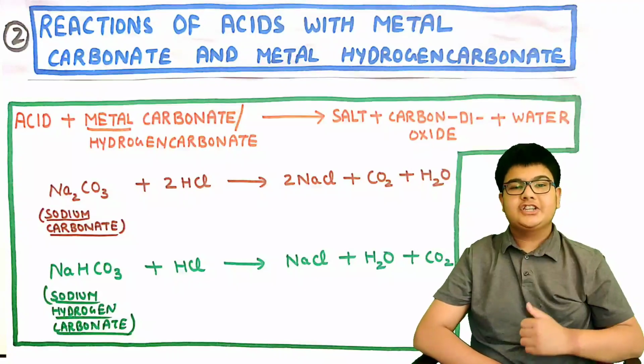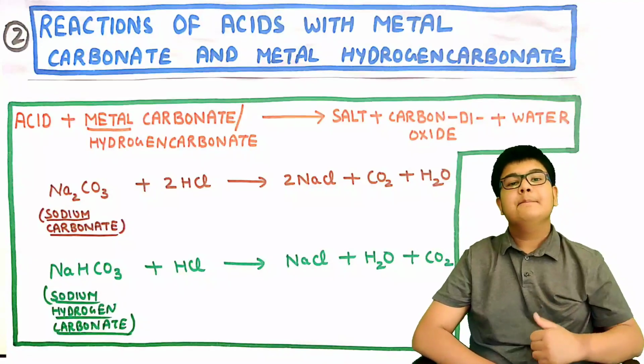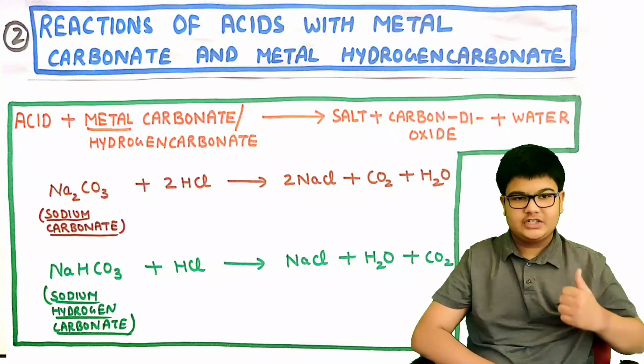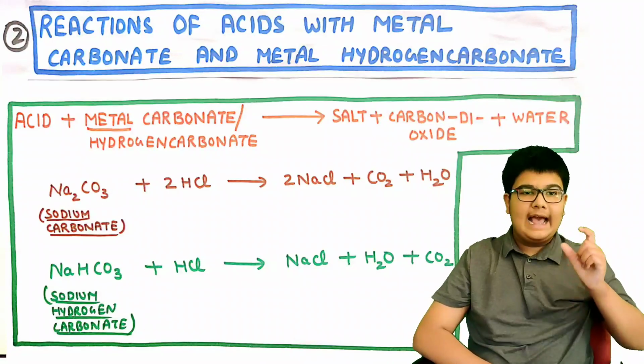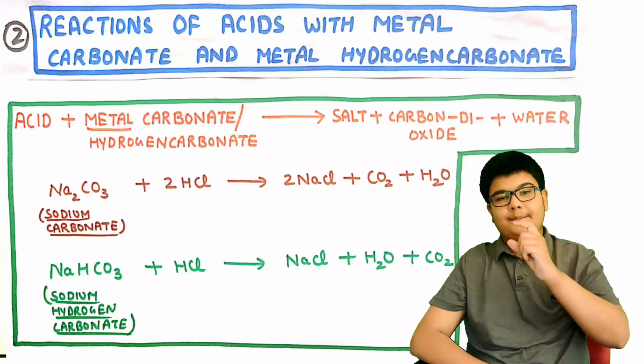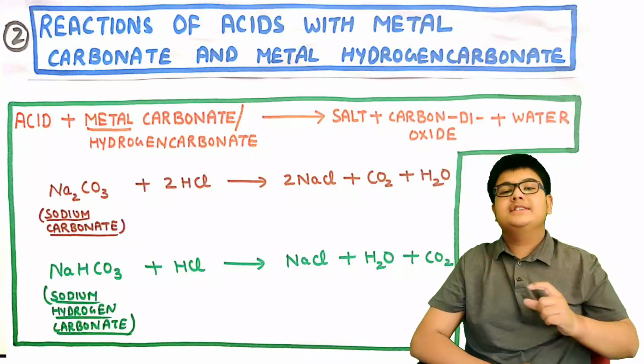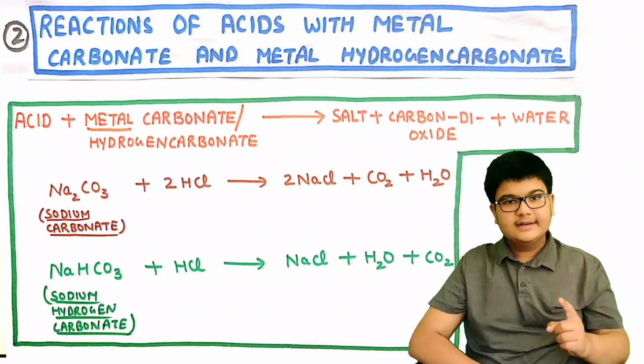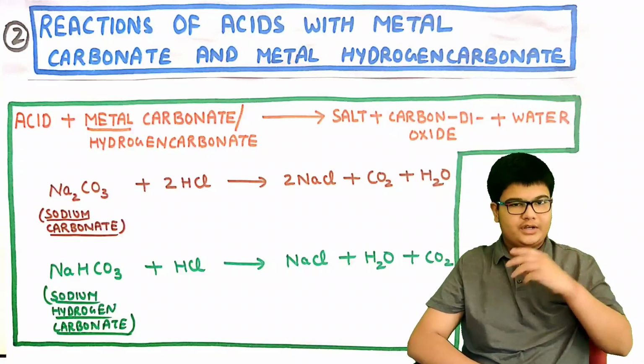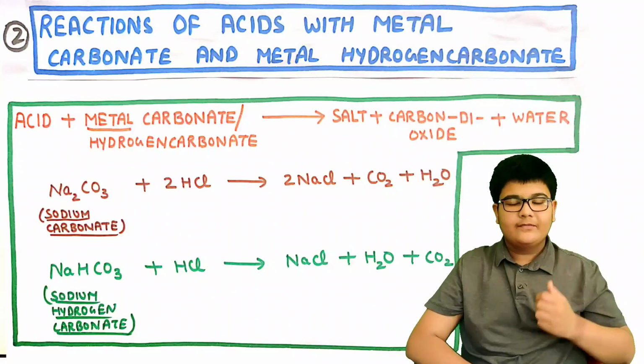Second, now let's see the reaction between an acid and metal carbonate or metal hydrogen carbonate. So acid plus metal carbonate or metal hydrogen carbonate results in formation of salt plus carbon dioxide plus water. So let's see with a few examples.